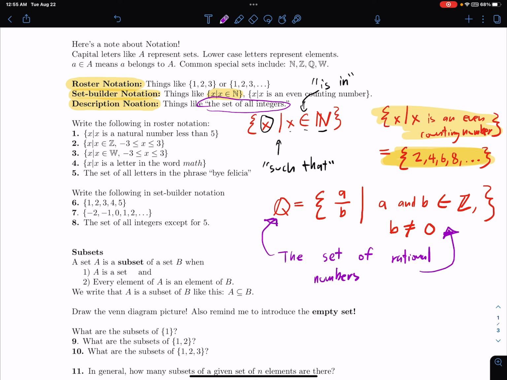Okay, so now we know the rules, right? We know these three different notations for writing sets. Let's try it out. And whenever we try out questions, try them out on your own before you continue to watch the video and see if you can figure it out without my help first.